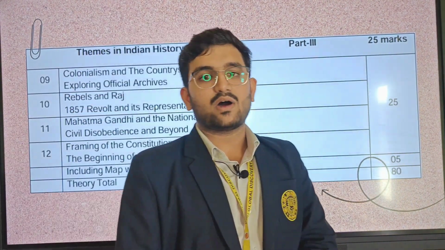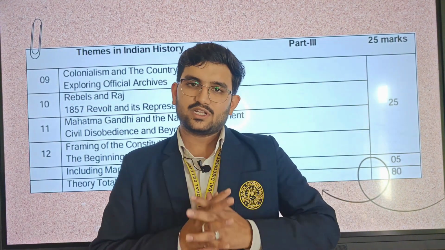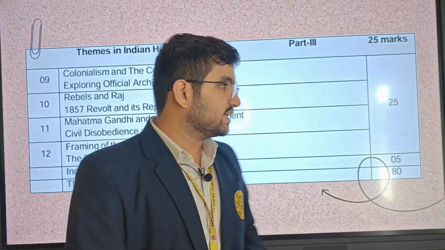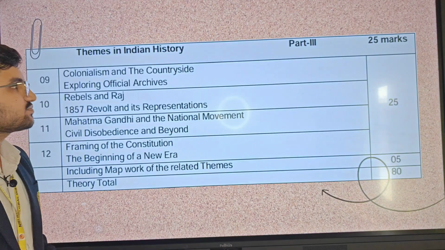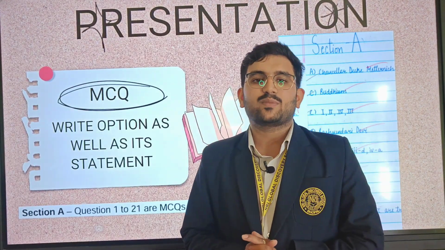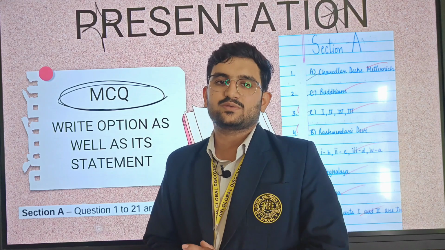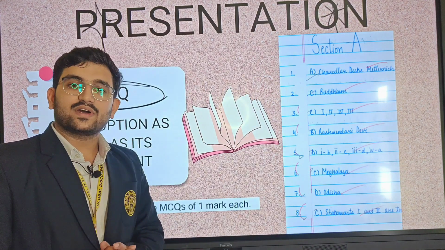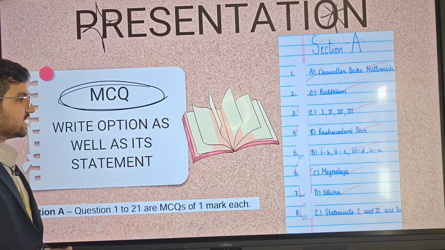So we'll be discussing the tips that you have to keep in mind while studying and while attempting the paper to score 80 on 80 in your history examination. First we have section A of our paper, which will be multiple choice questions, MCQs, out of 80 the total of 21 marks. There will be 21 questions which will carry 1 mark each.